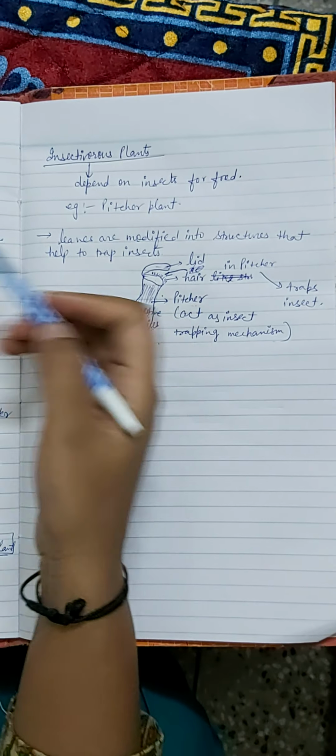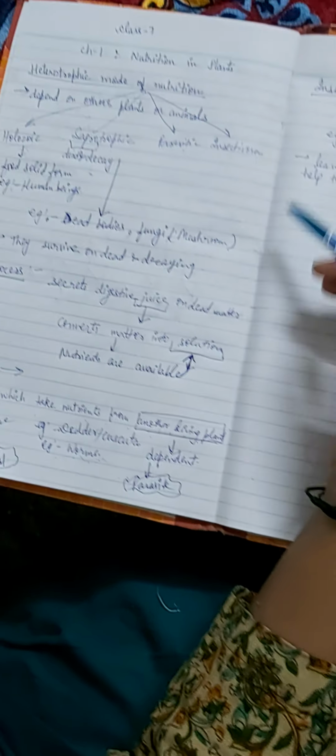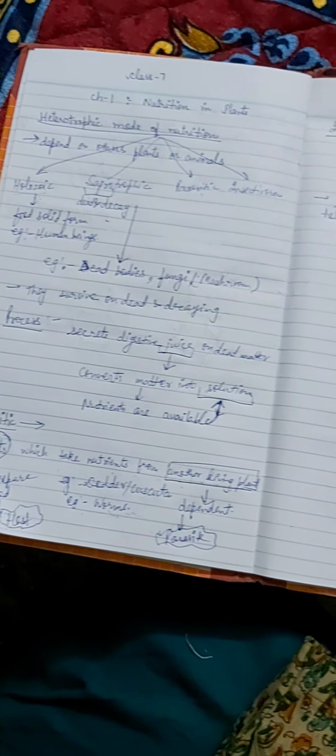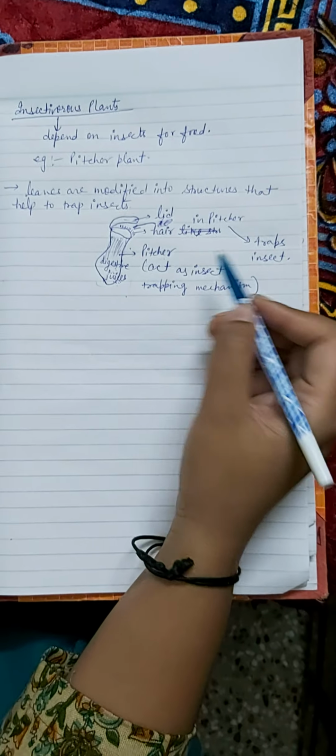So today we have discussed the saprotrophic, parasitic and insectivorous mode of nutrition. In next class, I'll discuss the symbiosis and replenishment of nutrients into the soil.